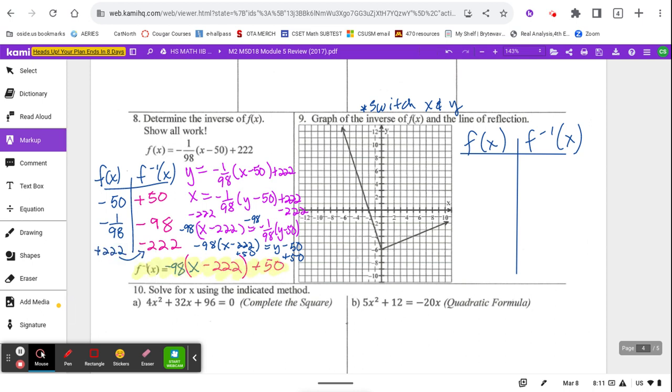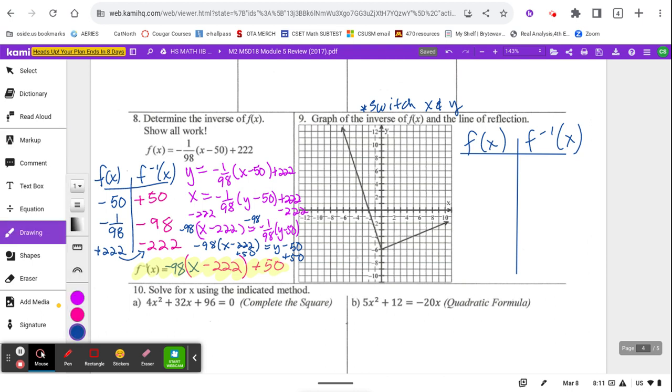Okay, so that's determining an inverse either with the table method or algebraically. The second thing you have to be able to do is this graph. So 0, negative 6. I'm going to put that point first. Then I'm going to go up and find a corner. So it looks like 5, negative 1, 2, 3, 4. I'm finding points along my original function, negative 2, 0.